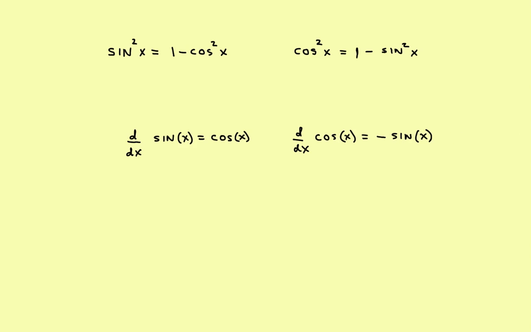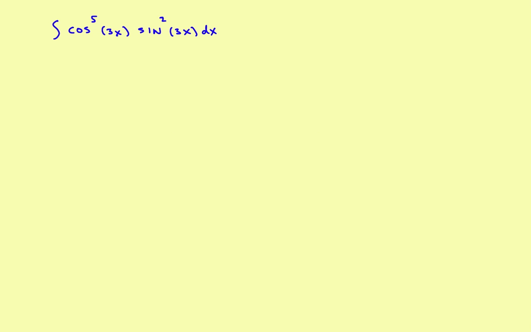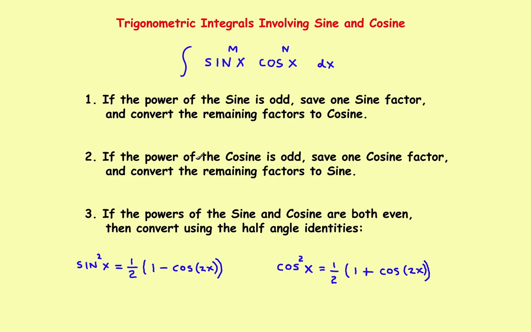We'll just do one problem in this video, and again, it will look like this. So what we've got here is the integral of the cosine to the fifth times the sine squared dx. Now in this case, the cosine is to an odd power, so we've got the cosine to the fifth power. So looking back at the guidelines for solving these, the recommendation is this. If the power of the cosine is odd, then take one of the cosines, move it off to the side and save it, and then convert the remaining factors to sine.